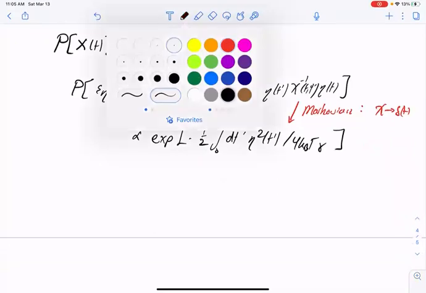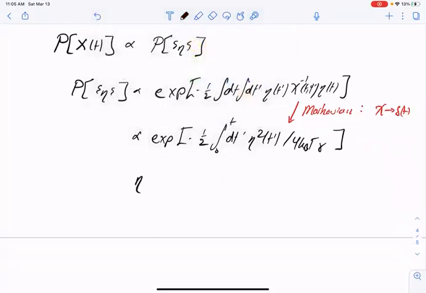Noting that to see an individual trajectory, eta must satisfy this equation for some arbitrary force f of t. Let's call it f of x of t comma t. Might not just be a gradient force.